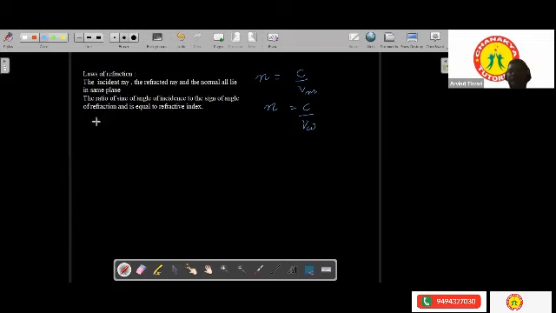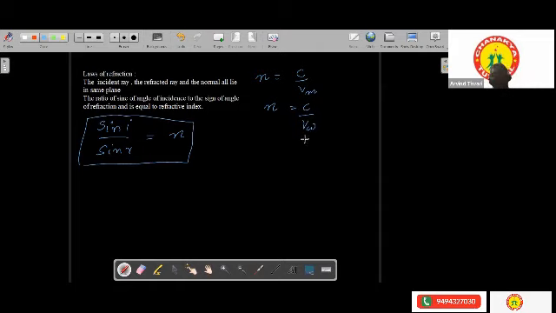Now what the second law says is that if you find the sine of angle of incidence divided by the sine of angle of refraction, this is a constant, and this constant is equal to the refractive index. That means sin i by sin r is equal to the refractive index. So the refractive index can be obtained by two methods: either sin i by sin r, or C by V. Both will be the same.